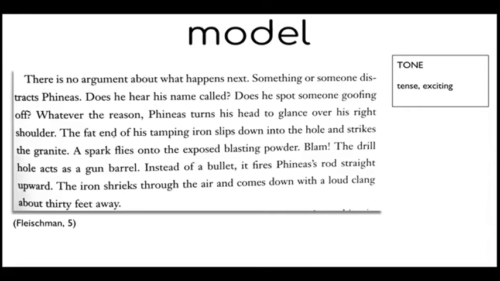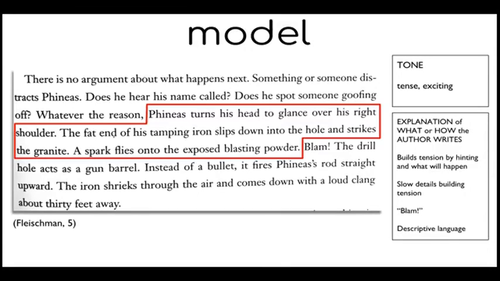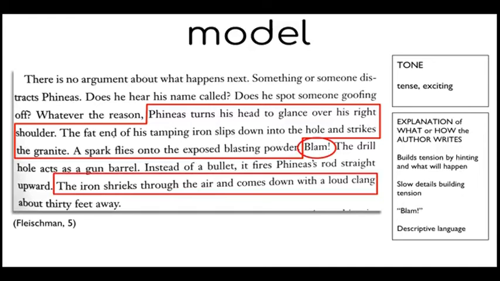And I think the author does this a few different ways. One is he builds tension by hinting about what will happen. And he builds details slowly, and then he releases that tension with the "blam," the onomatopoeia right there, to create a little shot of excitement. And he also uses a lot of descriptive language, like the iron shrieks through the air and comes down with a loud clang.